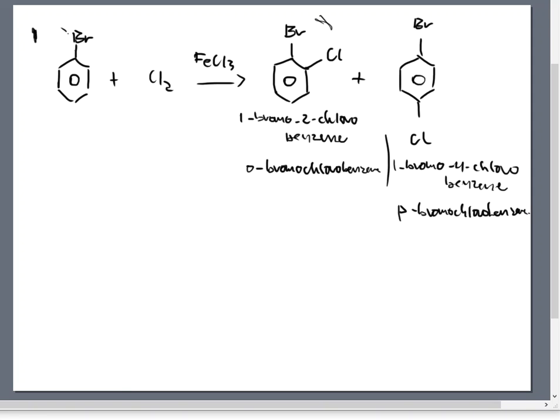All right, let's take a look at another one. Here we'll have a benzene, and this benzene is going to have a C double bond O with an OH. And we're going to react this with HNO3 and H2SO4. And we want to know what happens. What kind of product am I going to get from this reaction?